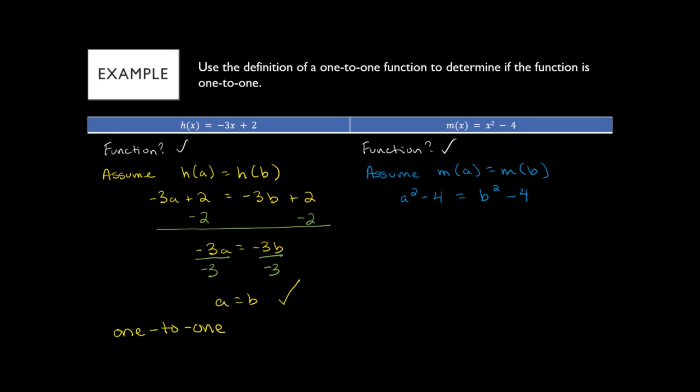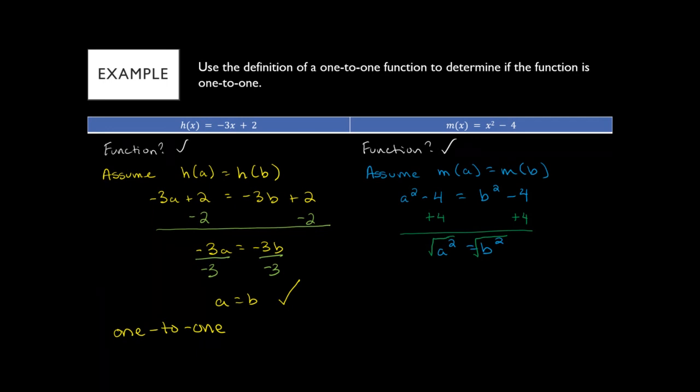And so now you're going to solve. I'm going to solve for a, so I need to first add 4 to both sides. And I got a squared equals b squared. I'm solving for a, and what I need to do is take the square root. So I'm going to take the square root of both sides.